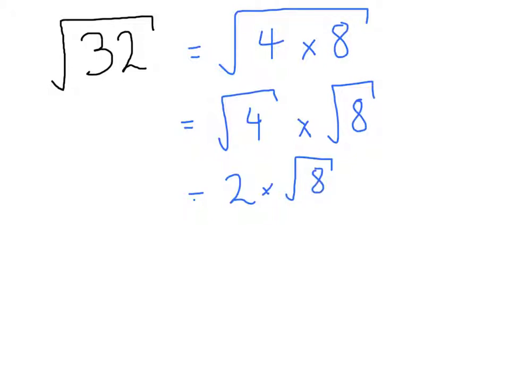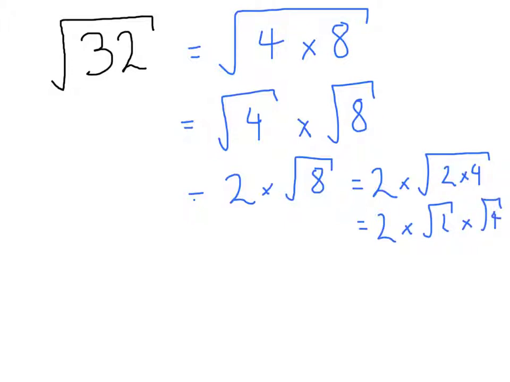But this 8 can get even smaller as well, because 8 can be written as 2 times 4. So again we can split that as 2 times the square root of 2 times the square root of 4. And then once again the square root of 4 is just 2, so that gives us 2 times 2 times the square root of 2, which equals 4 square root 2, which is our answer. So that's kind of what you're aiming for.